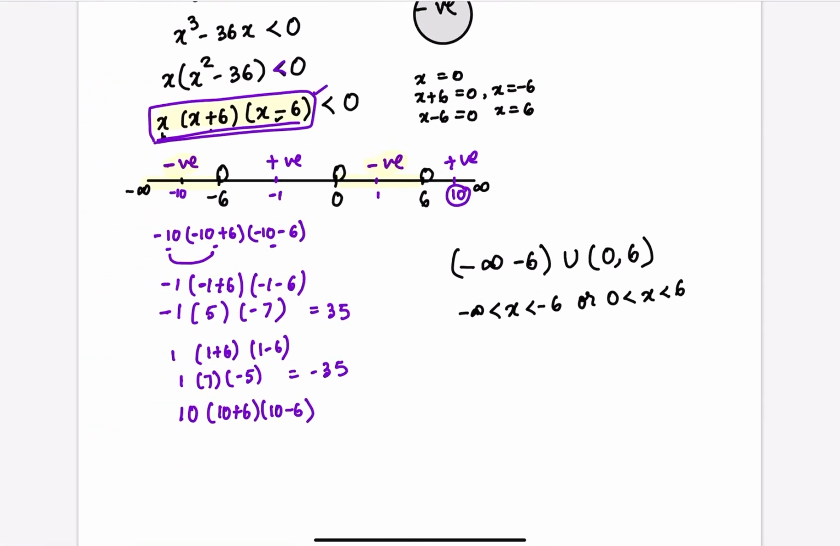Both ways of writing. Again, what did you do? You factored it, found the values, took values in between, plugged them in, and saw where the values are negative.